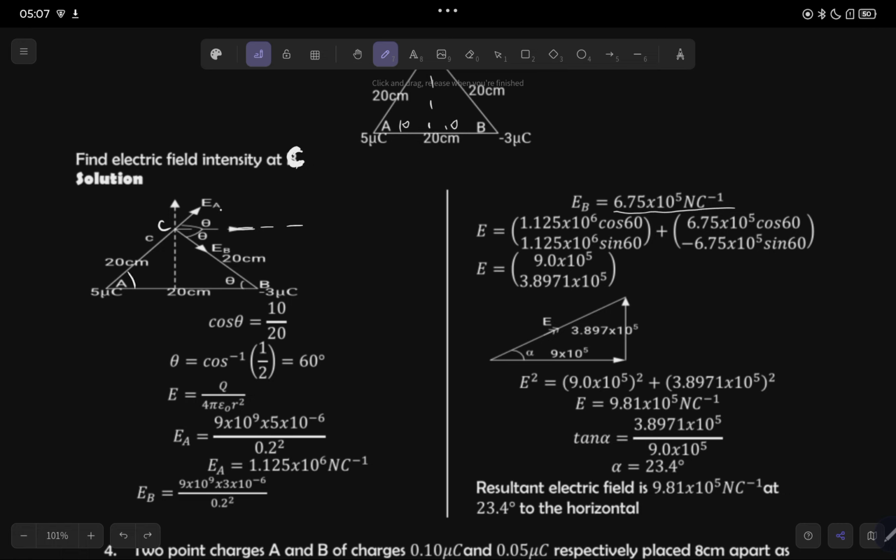So if this angle is 60, even this angle is 60. If this angle is 60 degrees, then this angle is also 60 degrees. These two are alternate and these other two are corresponding. Now, having seen that, our EA will have two components. The one next to the angle will be EA cos of 60, and therefore the other one would be EA sine of 60.